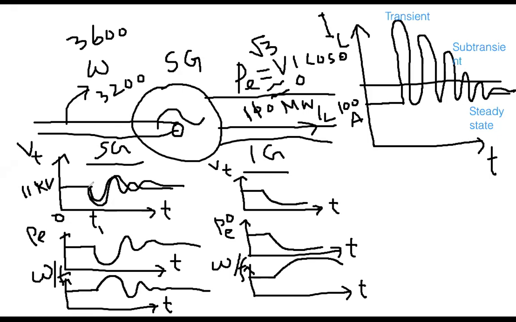For voltage, it is going down, going up, oscillating. Power is going down, going up, oscillating. Speed is going up, coming down, and oscillating. And for induction generator, voltage goes down, did not come back. Power went down, did not come back. Speed or frequency went up, did not come back. So this is the answer for question number 1.